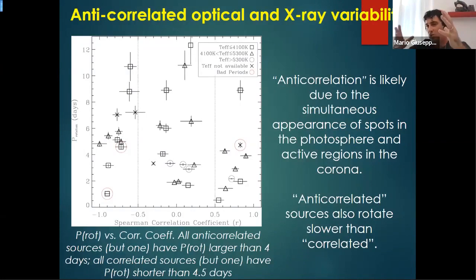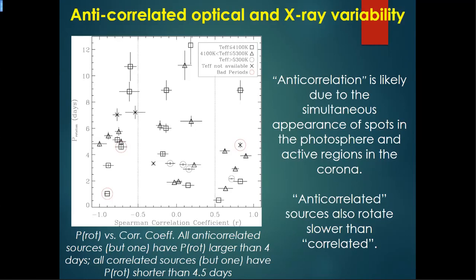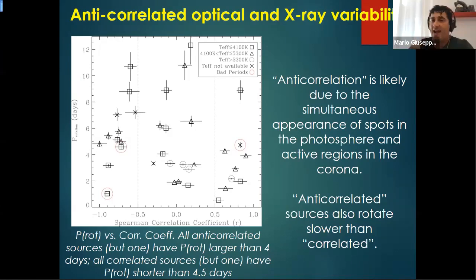Now, the anti-correlated variability can be understood if we remember the rotating sun as the simultaneous appearance along the line of sight of a dark spot in the photosphere causing a decline of the optical light curve, and bright spot in the corona causing an increase of the X-ray emission. By the way, we also can connect this variability with the properties of the stars.